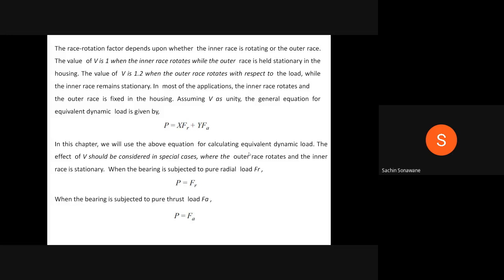Assuming V as unity, the general equation for the equivalent dynamic load is given by P = X Fr + Y Fa. In this chapter, we will use the above equation for calculating equivalent dynamic load. The effect of V should be considered in special cases where the outer race rotates and the inner race is stationary. When the bearing is subjected to pure radial load Fr, then P = Fr. When the bearing is subjected to pure thrust load Fa, then P = Fa.